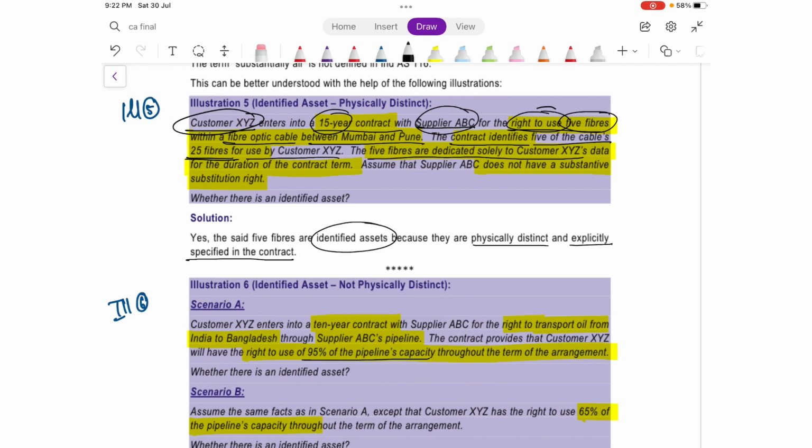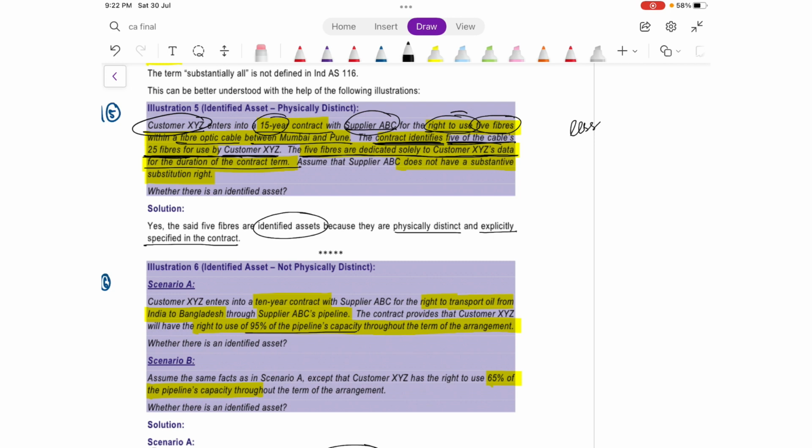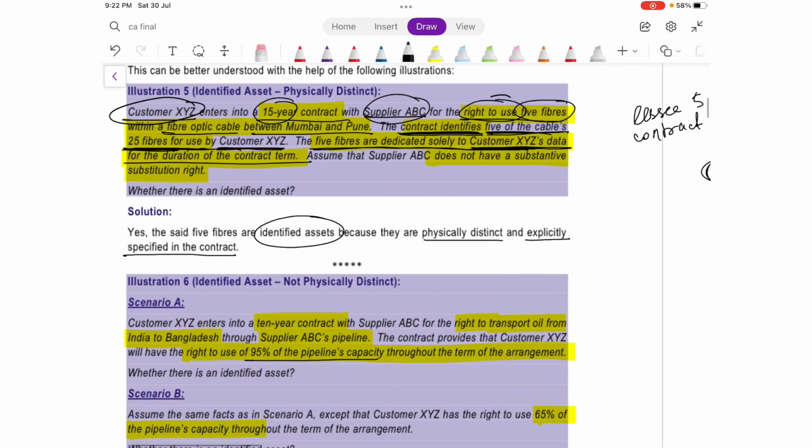Okay. Then they are telling that the contract identifies 5 of the 25 fibers for use by customer XYZ. The 5 fibers are dedicated solely to customer XYZ's data for the duration of the contract. So here they are telling that the customer, the lessee, can use 5 fibers. And in the contract they have around 25 of those fibers, out of which 5 fibers are solely for customer XYZ, for the duration of the contract term.